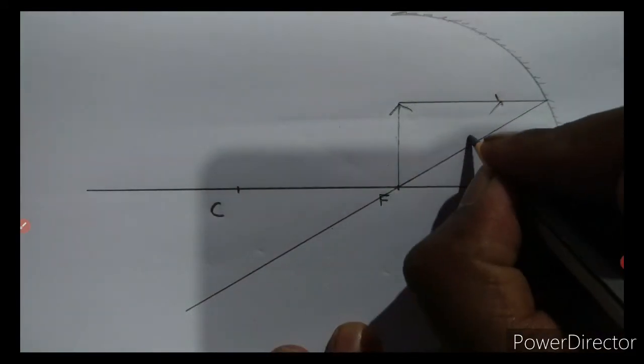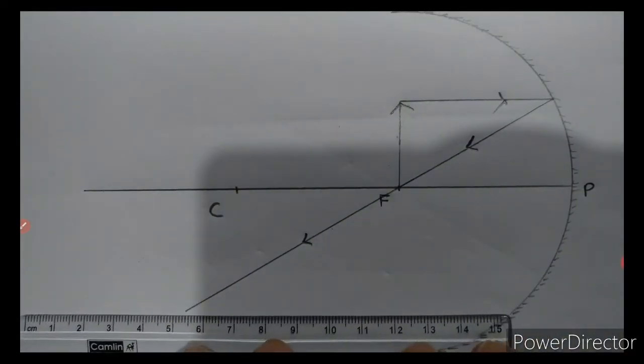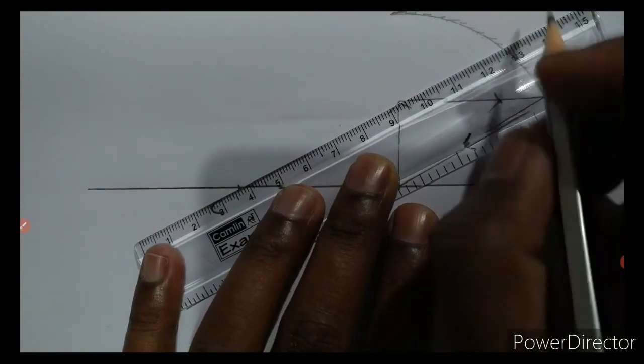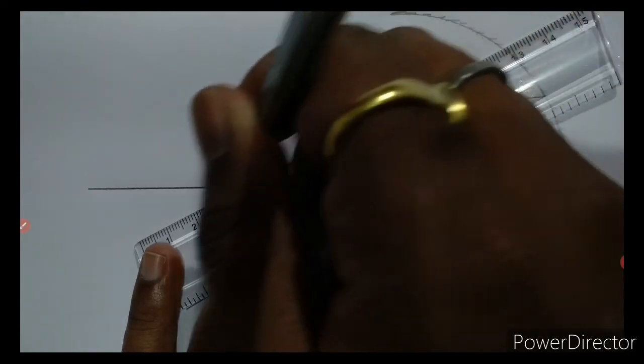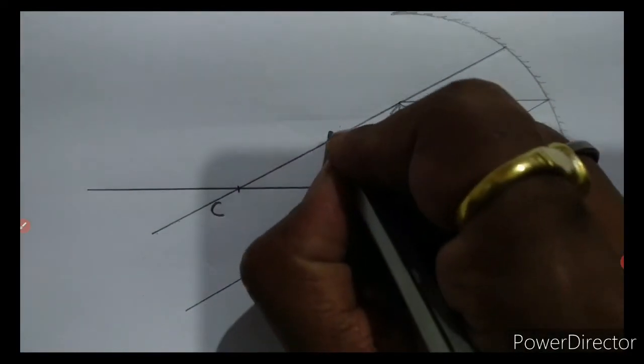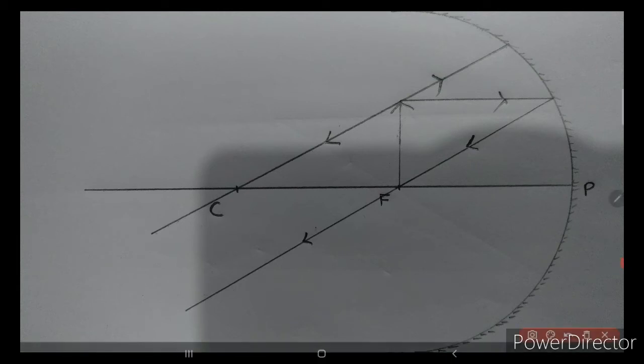And I need to take this next incident ray as well, that needs to pass through the center of curvature. So taking this ray passing through the center of curvature, here is my incident ray as well as the reflected ray. So this is my complete diagram. As you can see, the rays meet at infinity, right? So they will meet at infinity.